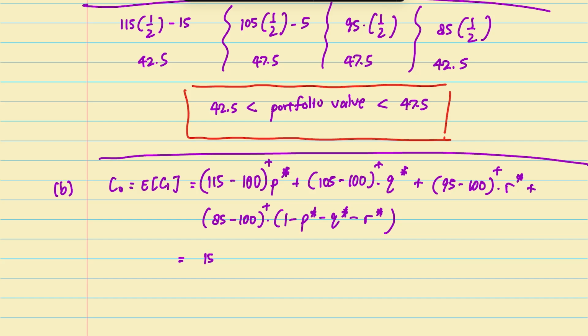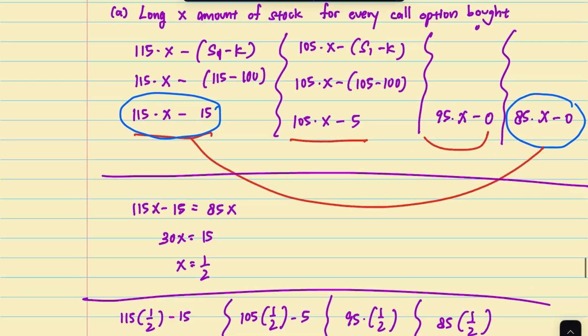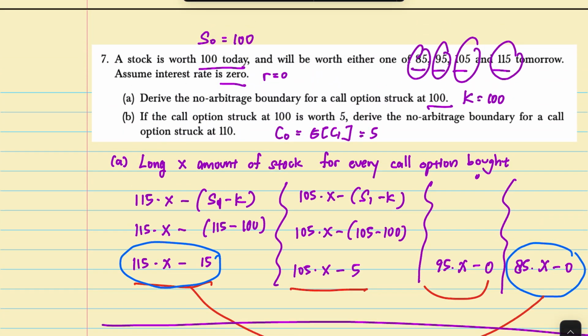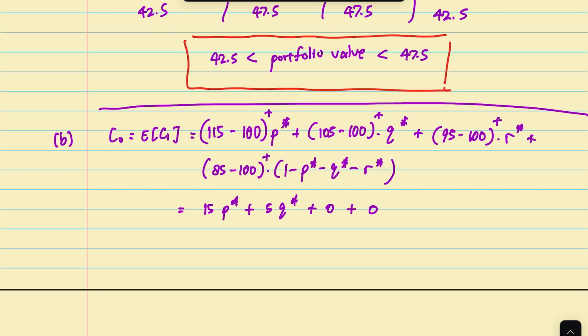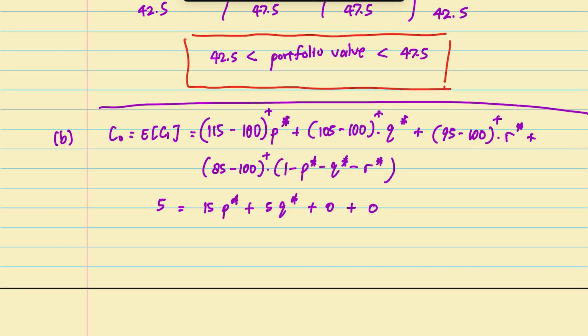So let's calculate this. This is 15 times P star plus 5 Q star, and the rest, because they are less than 0, we just put 0 here, and this one is also 0, 85 minus 100. Then the call option price is 5, as written over here, so we just write 5 here. Since there are 4 unknown variables and only one equation, we need to make an assumption.